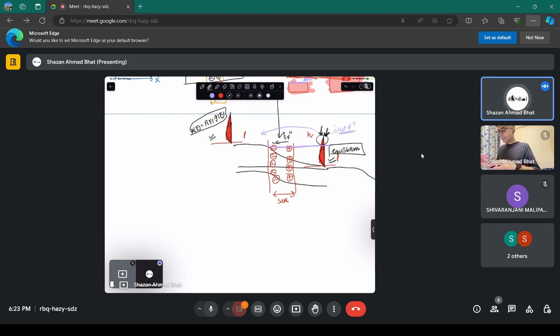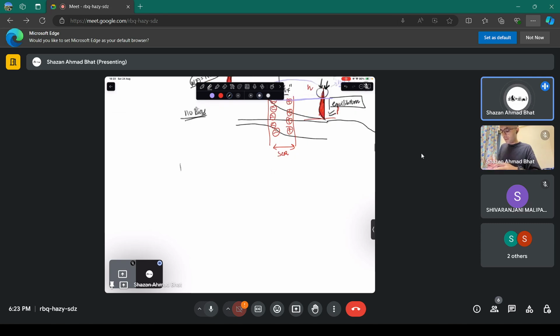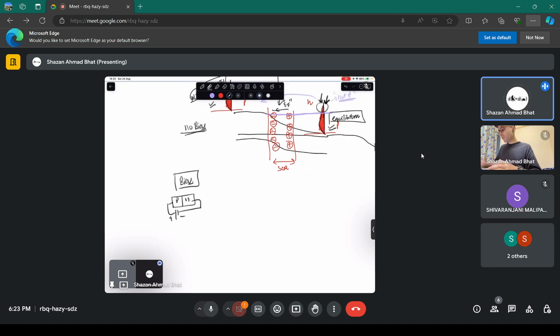Okay, so this is the no bias condition. Now you apply a bias. Under a bias condition, let's say you connect a positive to the p side and negative to the n side. Then what you are basically doing is lowering the potential energy of electron on this side, and raising the potential energy on this side. So technically you are just playing with the barrier. You are modulating the barrier. That's all you are doing.